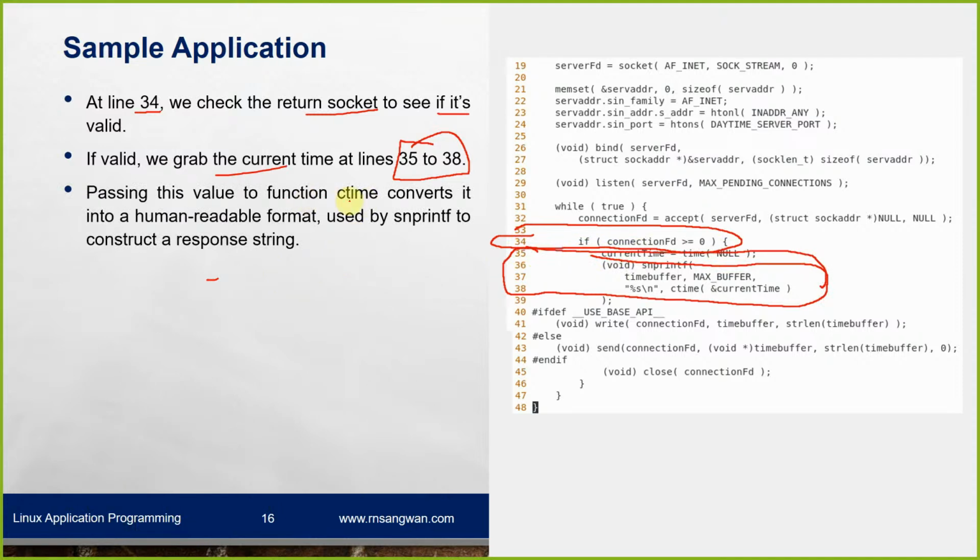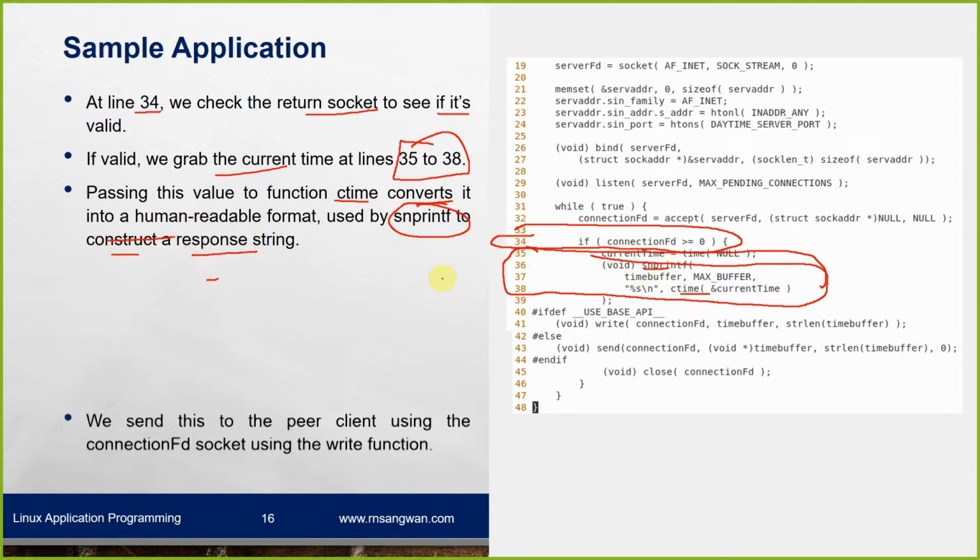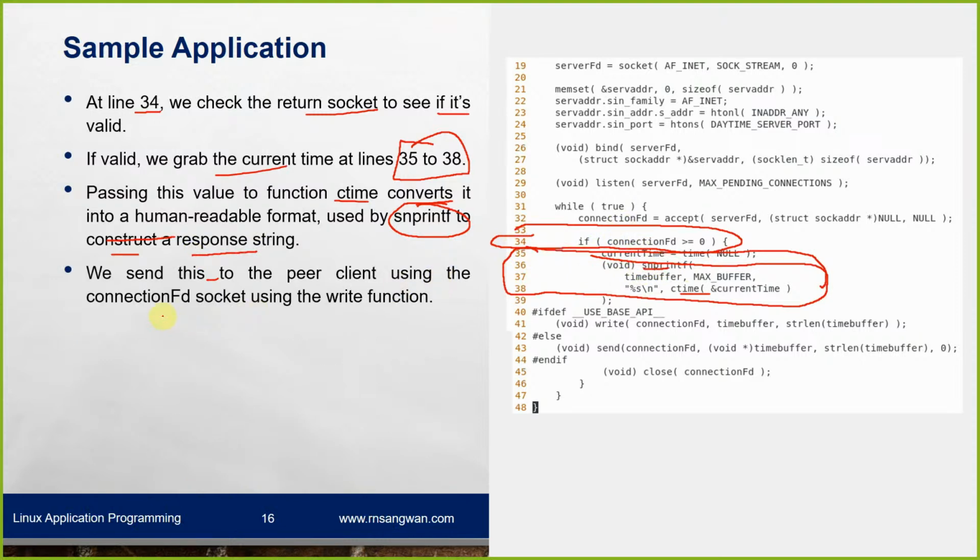Passing this value to function ctime, which converts it into a human readable format, used by snprintf to construct a response string. We send this to the peer client using the connection FD socket with the write function. So we are sending this to the write buffer.